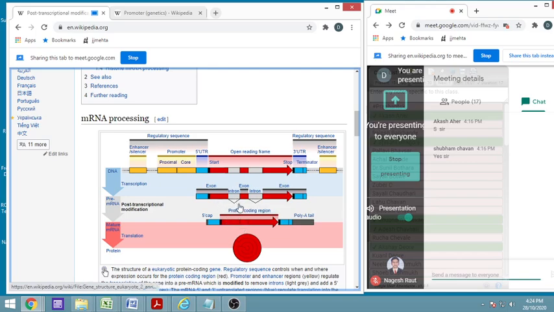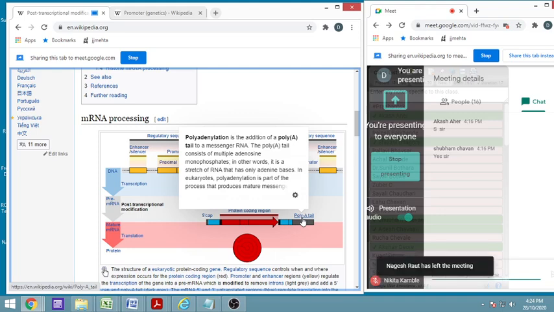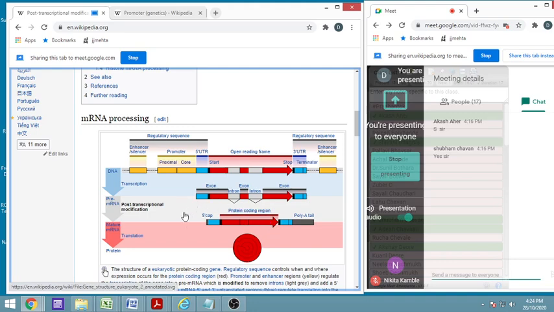So this exon, then the middle exon and the last exon, and there are two ends, that is the 5' cap and the poly A, that is the polyadenylated tail. This poly A tail will contain multiple adenosine monophosphates, and it is a stretch of RNA that has only adenine bases, and it is the process that produces mature messenger RNA. So this is the last portion that will be carried to the ribosome, and then the ribosome will do the translation, and it will cause protein synthesis.